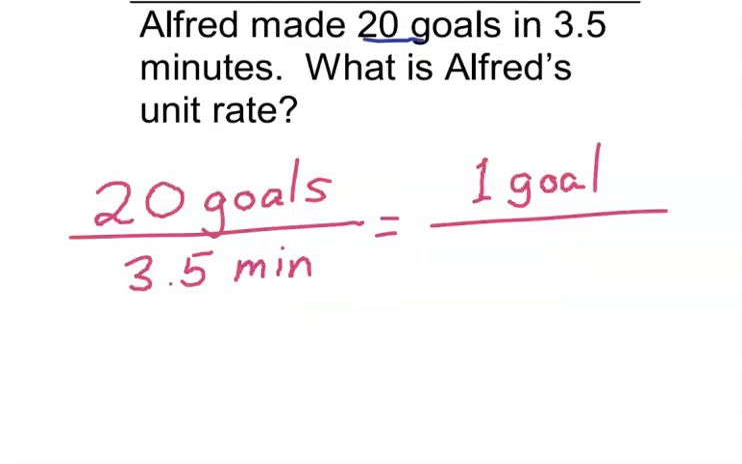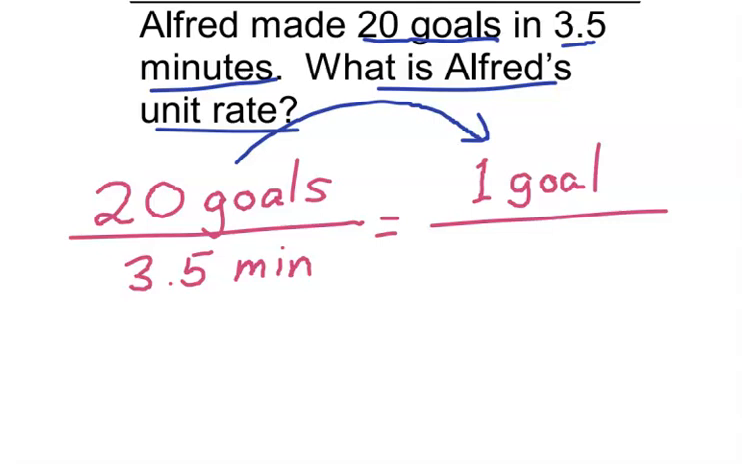Alfred made 20 goals in 3.5 minutes. What is Alfred's unit rate? Okay, so I'm not sure exactly if they're asking how many goals per minute. If we did that, we'd have to divide both sides by 3.5. Or how much time, how many minutes per one goal. And I would have to say it made more sense, I think, to go with goals. So to get from 20 down to 1, you're going to divide by 20. And that's there. So we have 3.5 divided by 20. And that's going to give us kind of an interesting number.